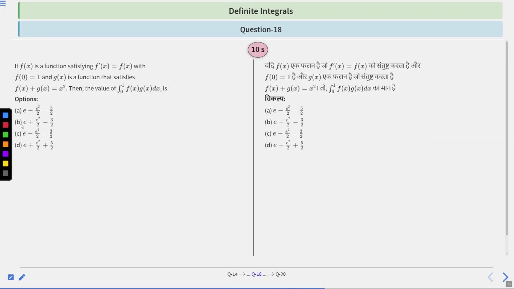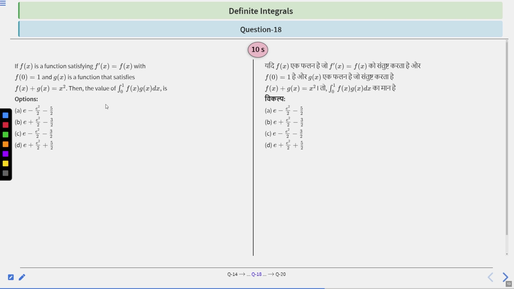Now let's move to the next question, question number 18, which says that if f(x) is a function satisfying f'(x) = f(x) with f(0) = 1, and g(x) is a function that satisfies f(x) + g(x) = x², then the value of the integral from 0 to 1 of f(x)g(x) dx is.